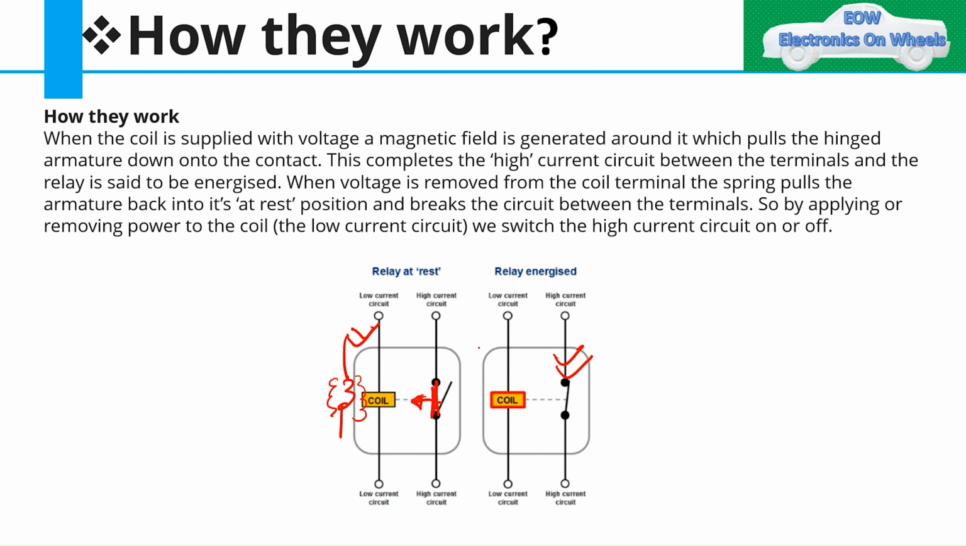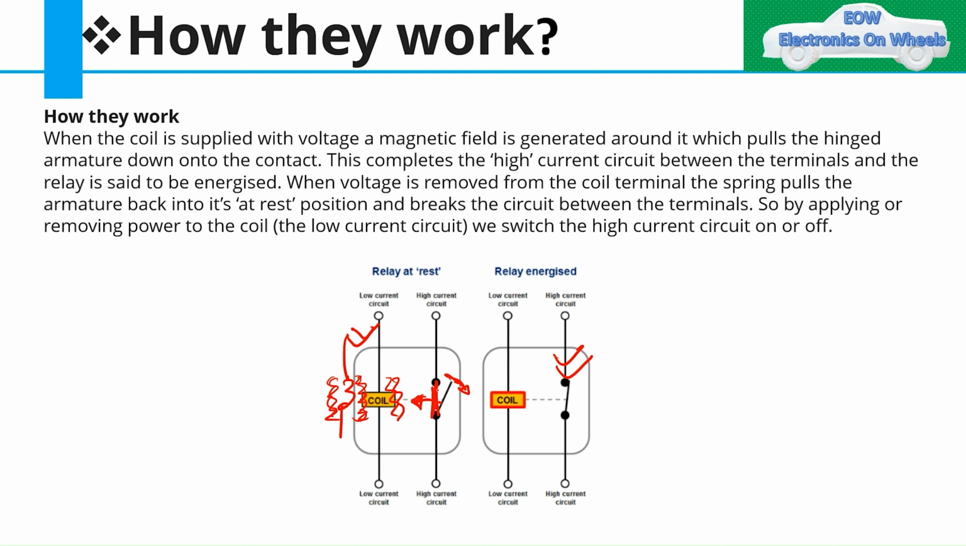When the voltage is removed, the magnetic field will be removed, and the spring on the armature will pull it back into its rest position. This particular contact will come back to the same position, and it breaks the circuit between the terminals. So by applying or removing the voltage on the coil, on the low current circuit, you are controlling the high current circuit on and off. This is the basic purpose of relay.